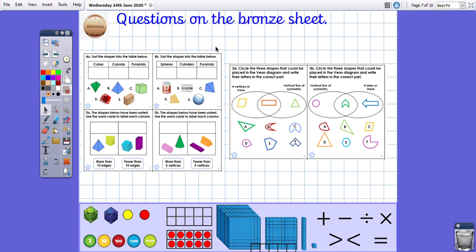Bronze, your questions today. You need to sort the shapes into the tables, okay, for all 4 of those questions. And then here you've got a Venn diagram and you need to circle the 3 shapes that could be placed in the Venn diagram and write the letters in the correct part. So if you think shape E can go here, you would write the letter E, and the same with this side, but looking at the headings for the groups.